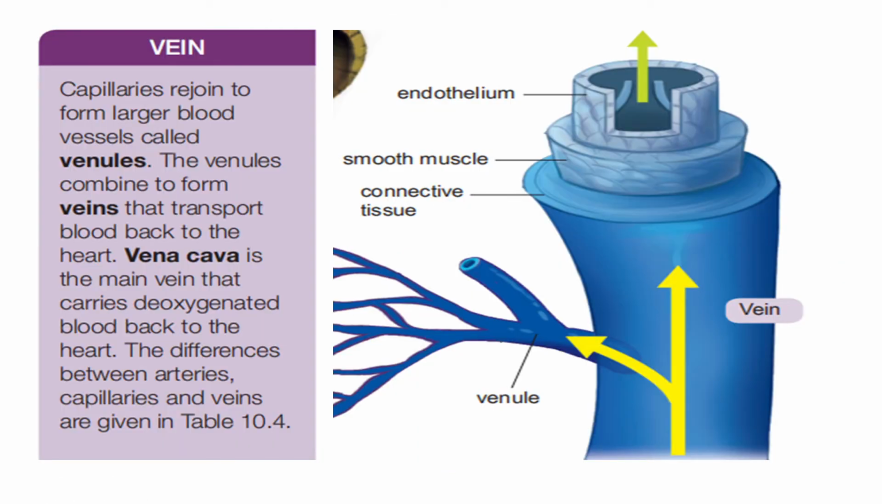Okay, this is the vein. So the capillaries will rejoin to form larger vessels, known as the venule. So this is from the network of blood capillaries. Just now they are joining, forming these venules, and venules will combine to form larger blood vessels known as vein, and they are heading back to the heart. So vein is going to transport the blood back to the heart, and vena cava is the main vein that carries the blood back to the heart.